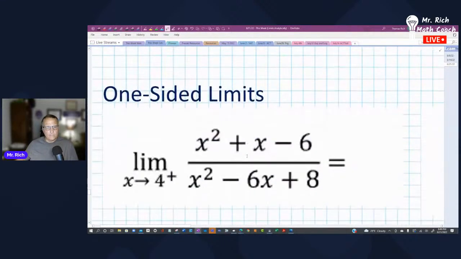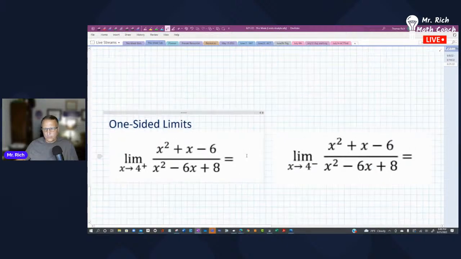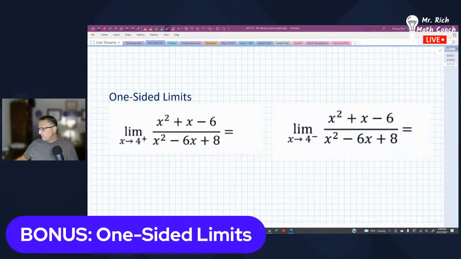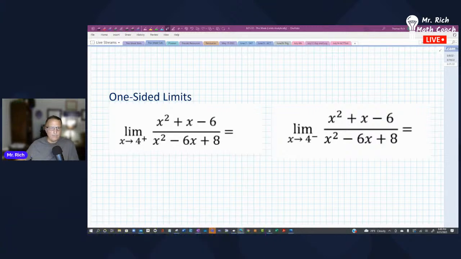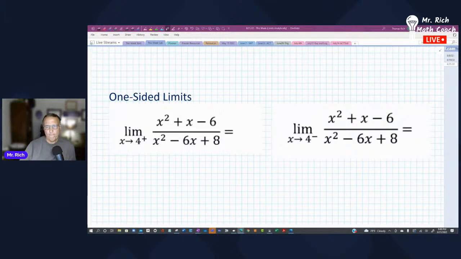And one-sided limits. So here, I want to show you these two problems, class. So we're kind of in the bonus section here. We still have about 10 minutes left. What I want to show you is how I would evaluate these one-sided limits from the right and the left. And here's the thing that's happening. If you do direct substitution, you do get 0 over 0, right?